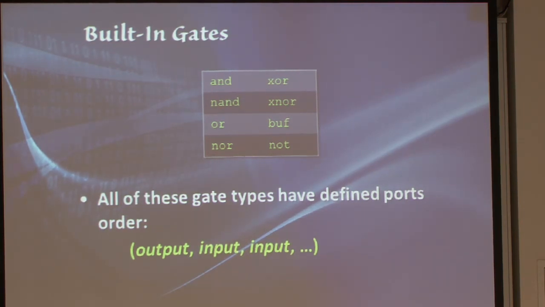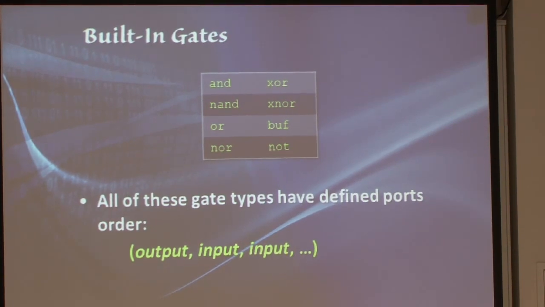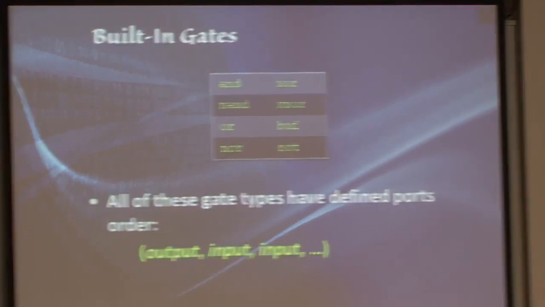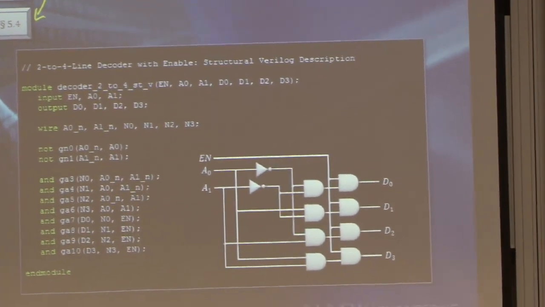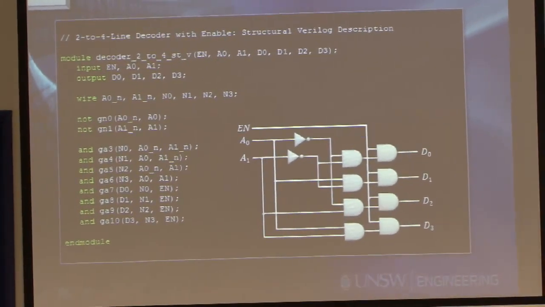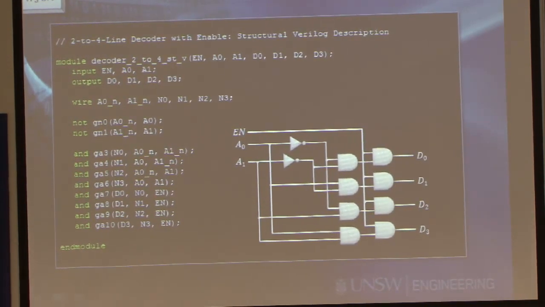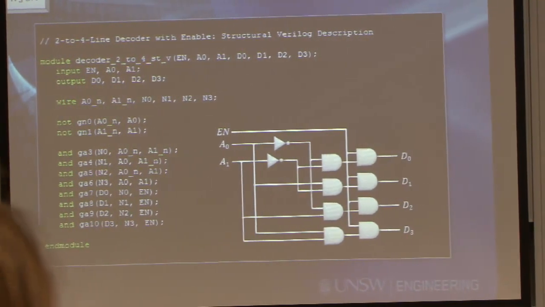You can see this again in the example. You have the gate, you have the instance name. The first signal name is the output, followed by, in the AND cases, 2 inputs. In the NOT, the inverter, we have 1 output followed by 1 input, which is obviously because you can only have 1 input per inverter. Now that I've introduced a whole lot of grammar, let's go back to the example and see what's actually going on here.